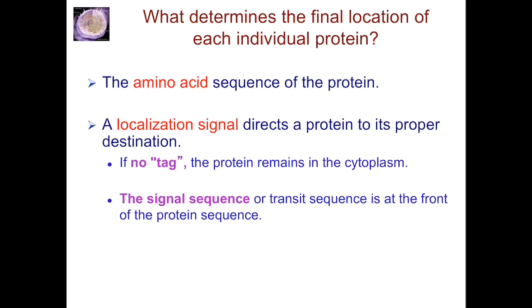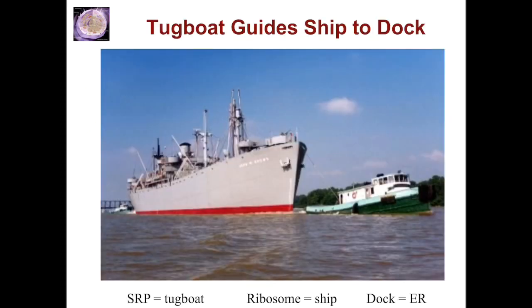So what determines the final location of each protein? It turns out to be an amino acid sequence at the front of the protein, on the amino side of the protein, and that localization signal will have a specific sequence depending on where that protein is supposed to go. If there's no localization signal or no tag, then the protein will stay in the cytoplasm. But all the other proteins that need to go someplace will then have a signal sequence.